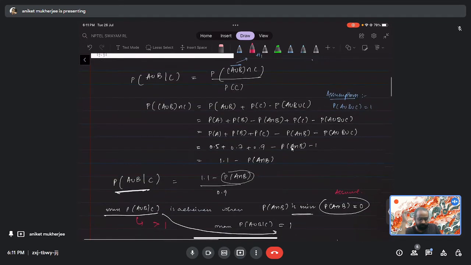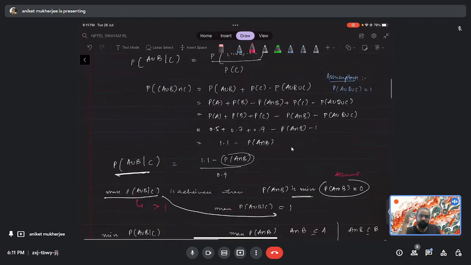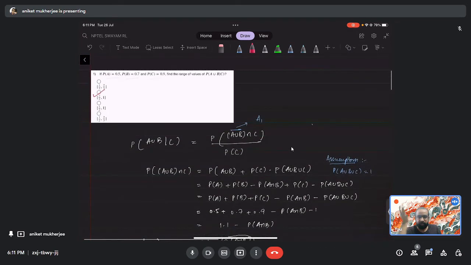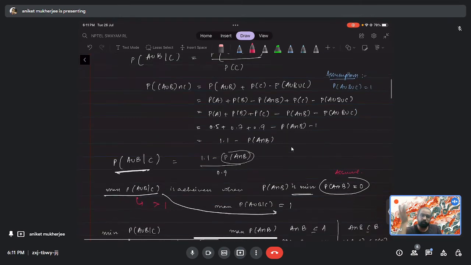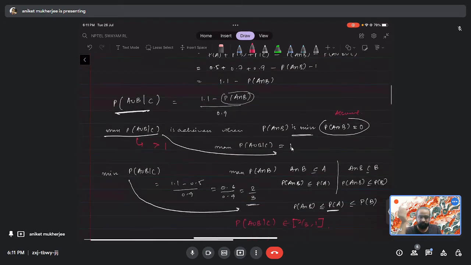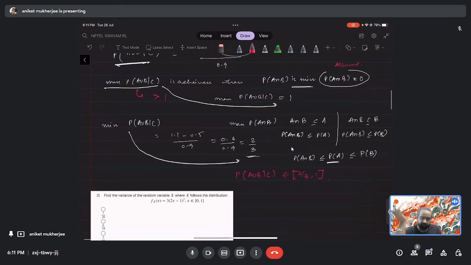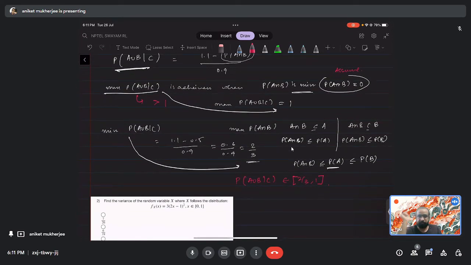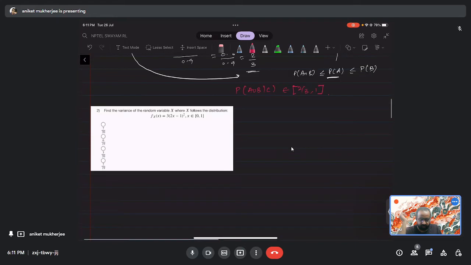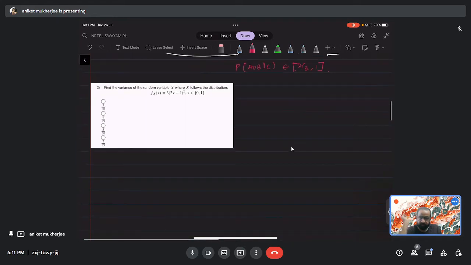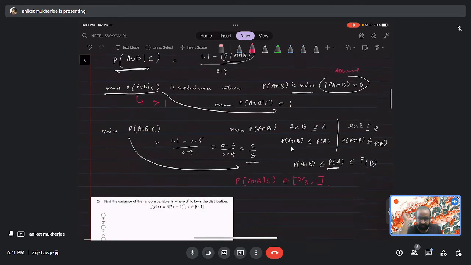This is one of the basic questions that comes up in probability, in many domains. This is how you try to find the bounds for a conditional probability given some events and the probabilities of some events. I think this is clear, so I'll move on to the next question.